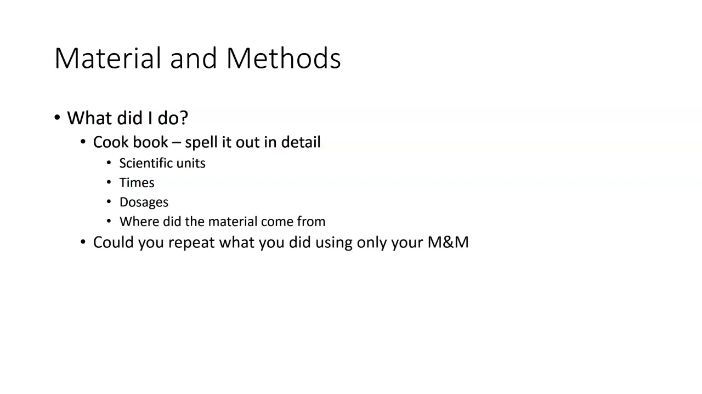Question: could you repeat what you did using only your materials and methods? And that's the whole concept in here. If you went and took your materials and methods and gave it to somebody who didn't know diddly squat about what you were doing, could they repeat what you did? If the answer to that is yes, then you've got good materials and methods. If the answer to that is no, your materials and methods need work. If your committee can't understand what you did, then it's really because your materials and methods really did not explain anything. So materials and methods should be a very easy part to write, but you got to have sufficient detail.